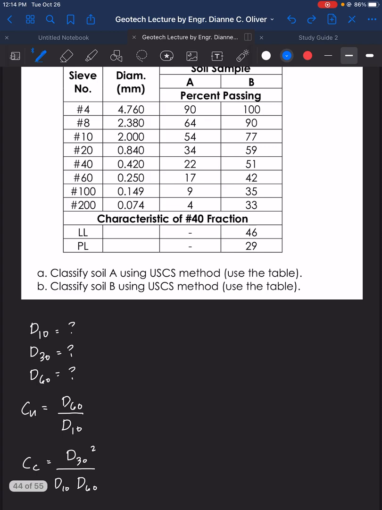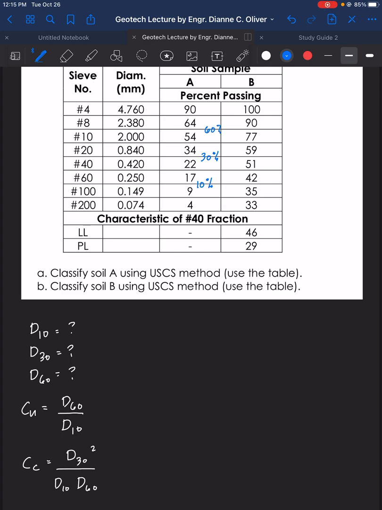Now, the problem here is that at the percent passing here, we don't have a 10, a 30, and a 60. What I mean is 10% passing is between 17 and 18. So the 10% passing is located here. And the question here is, what's the diameter at 10% passing? And then we have here 30% passing between 34 and 22. And then we have the 60 between 64 and 54.